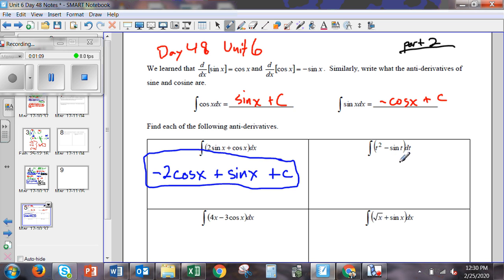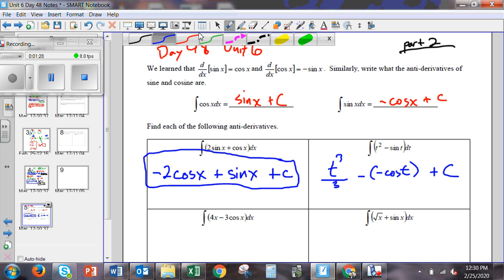Okay, now let's do the antiderivative of t squared minus sine t. So that's going to be t cubed all over 3. The integral of sine t is going to be negative cosine t, and we have our plus c. And now let's just simplify this and rewrite it. So 1/3 t cubed plus cosine t.